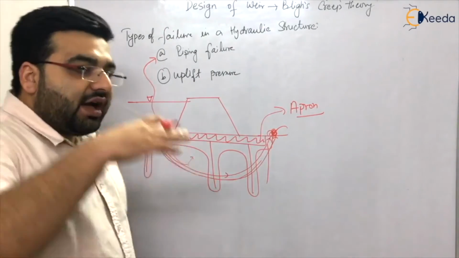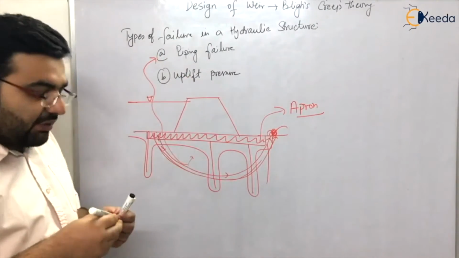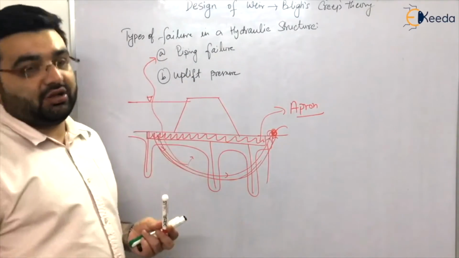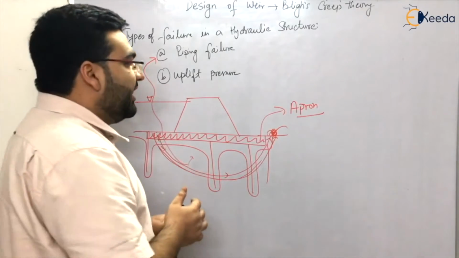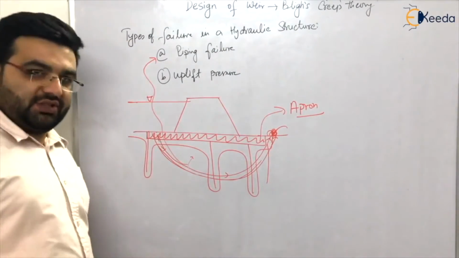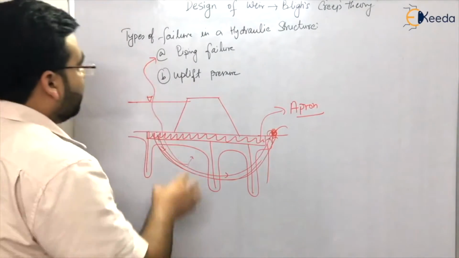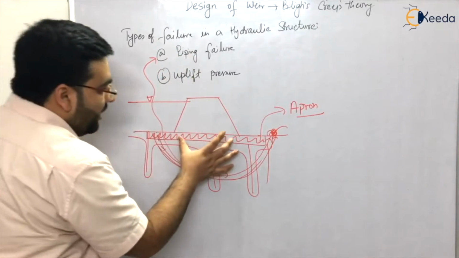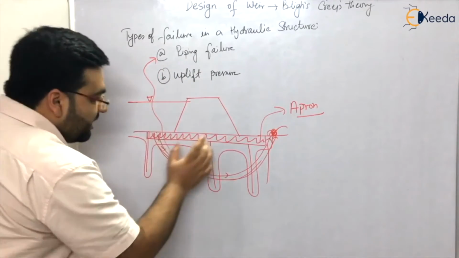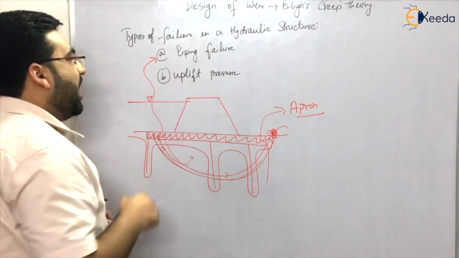Always remember, the more the water travels, the more the losses. Losses are directly proportional to the length it travels. There can be frictional losses or any other losses. So piping can be avoided by an impervious stratum, by providing sheet piles, or both. Clear? Now let's come to the uplift pressure.